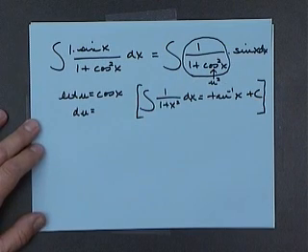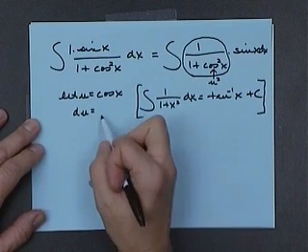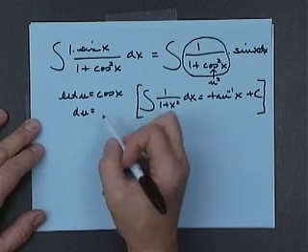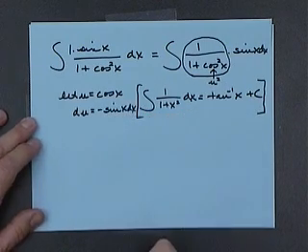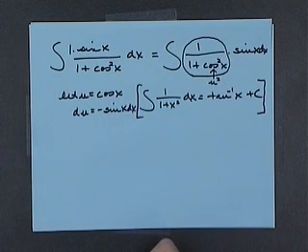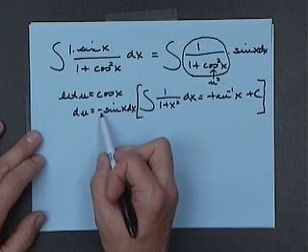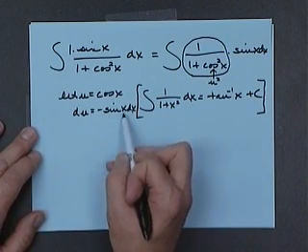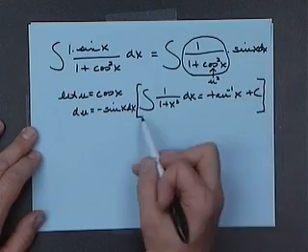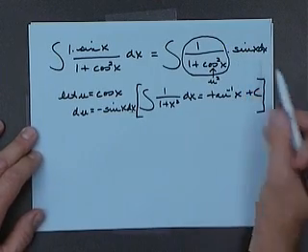What's the derivative of cosine of x? Negative sine of x dx. Is this going to work? Yes, it's going to work, because I don't care about the negative. I can correct for signs of numbers. But I've got to have a sine, and we do. And we've got to have a dx, and we do.